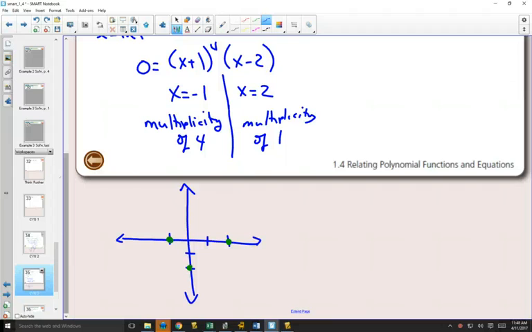So our end behavior says start from down here. We need to bounce, go through, bounce, and then go through our second one. A y-intercept, it'll always go through there.